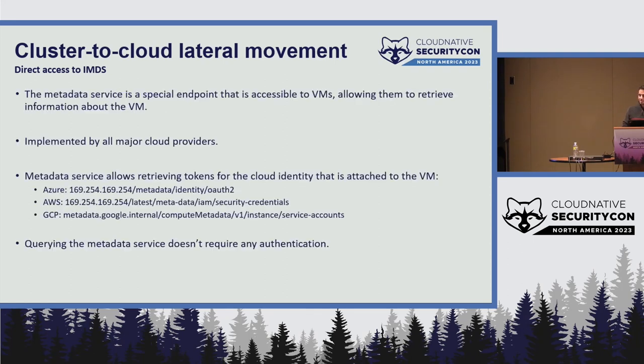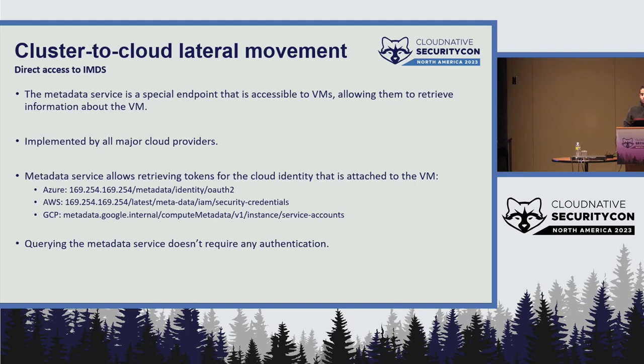So we're going to talk about IMDS. IMDS stands for Instance Metadata Service. It is a special endpoint that is accessible for every VM hosted in the cloud. This type of service is implemented by all three major cloud providers. It basically allows a VM in the cloud to query parameters about itself. For example, what is my cloud identifier, in which region am I deployed, or what are my network settings. But also, and perhaps most interestingly, VMs can ask IMDS for tokens that represent cloud identities.